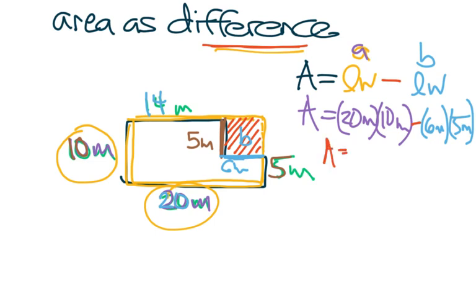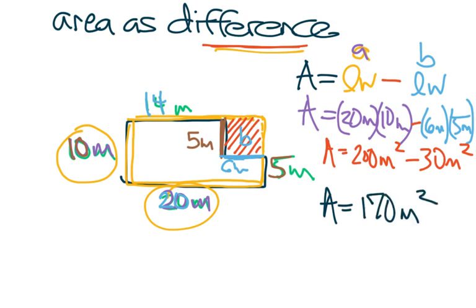A equals 20 meters times 10 meters is 200 meters squared. Then 6 meters times 5 meters is 30 meters squared. Then I get to just say 200 meters squared minus 30 meters squared is clearly 170 meters squared, and I box it up. And that, my friends, is called area's difference. I don't always use it, but sometimes shapes are really set up for it, kind of like this. Now we're going to do 2 more, one composite, one difference, and then we've got to explore some angles.